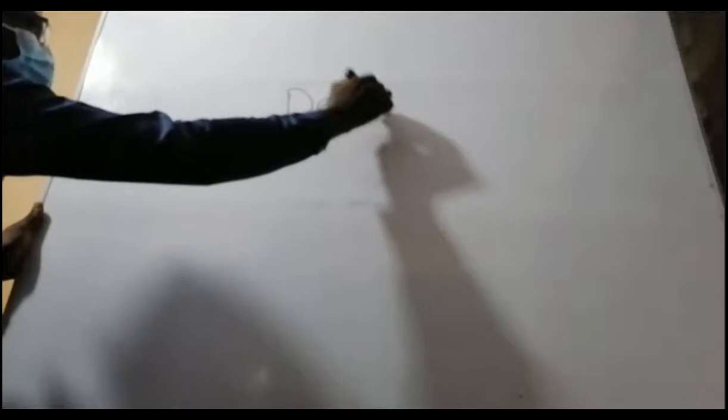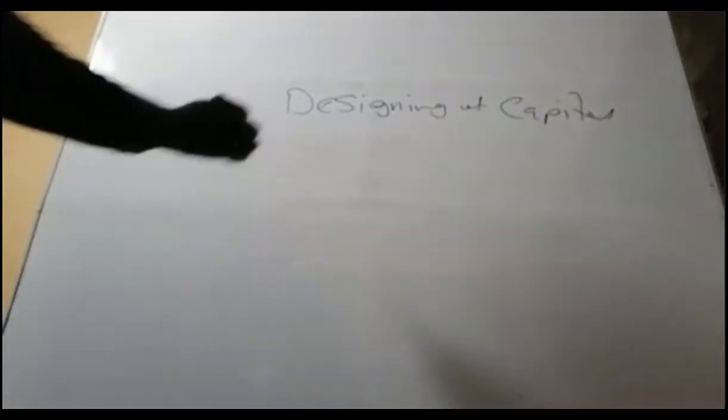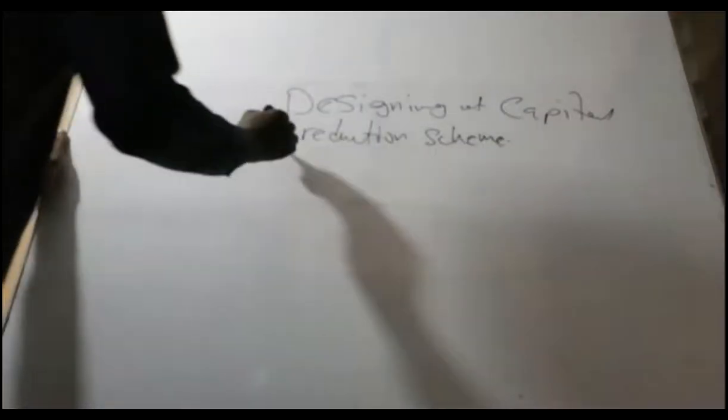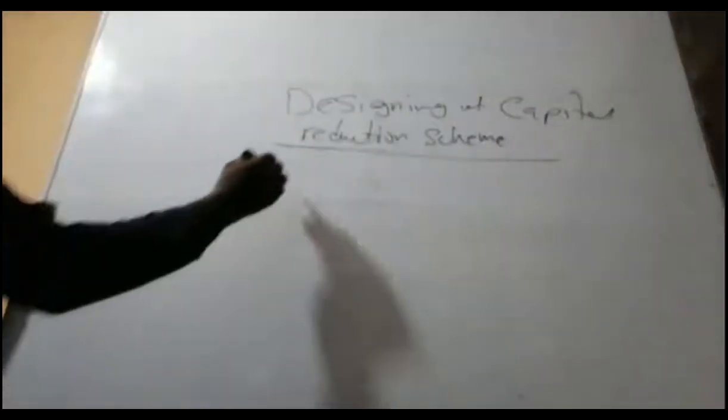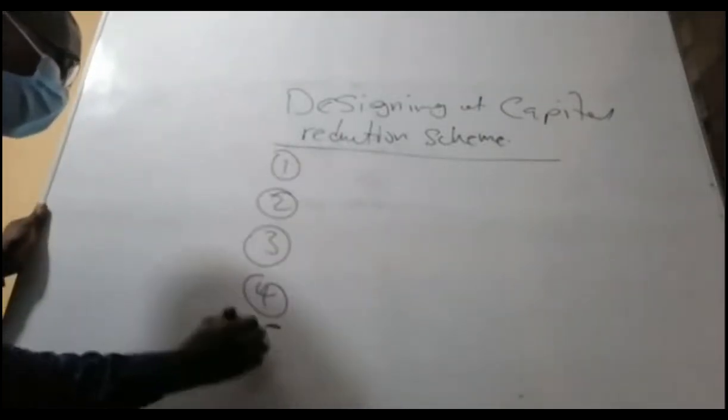So a recap of what we are doing. We are looking at how to design a capital reduction scheme. Good. We said that we have 6 standard steps. Step 1, 2, 3, 4, 5, 6.